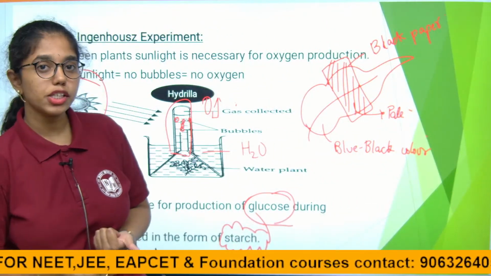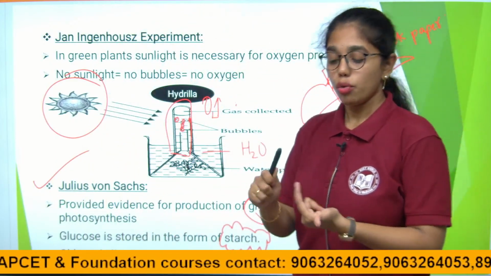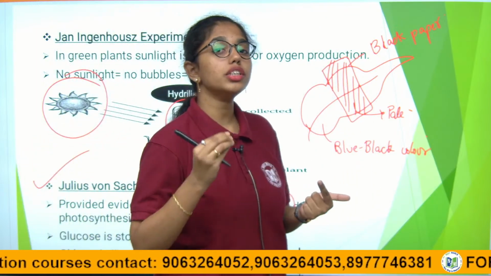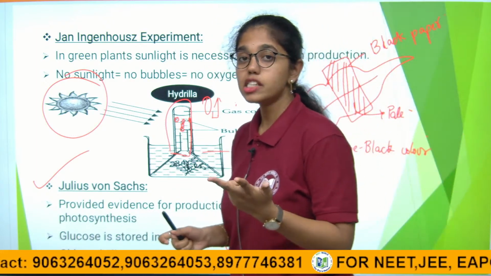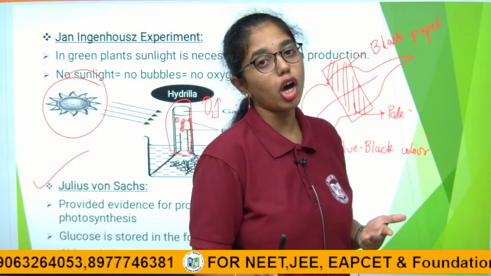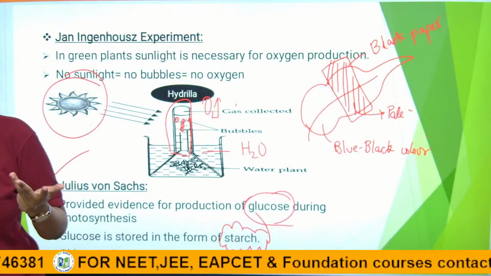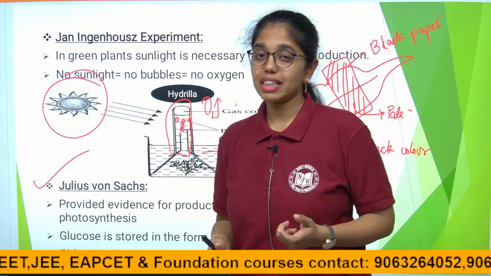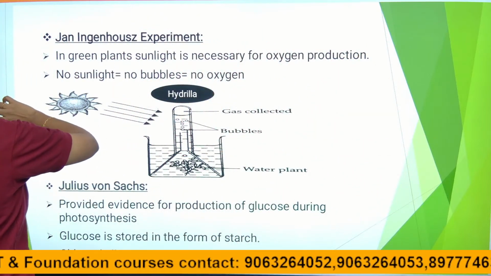Carbon dioxide is essential for photosynthesis, as shown by Moll's half-leaf experiment. Water and sunlight are necessary for photosynthesis and oxygen is evolved from photosynthesis, as said by Jan Ingenhousz. The bell jar experiment was conducted by Joseph Priestley, who discovered oxygen in the year 1774. Julius von Sachs said that glucose is formed at the end of photosynthesis and it is stored in the form of starch. These are the important points that you have to remember.